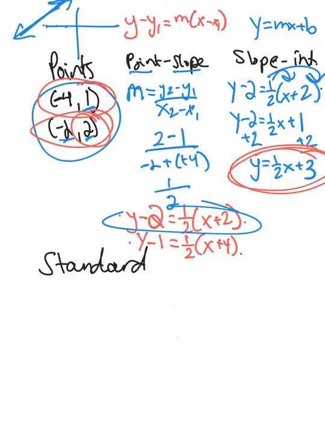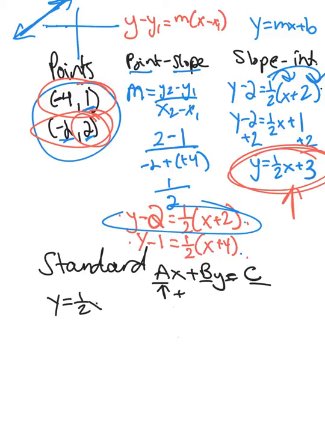So I've got slope-intercept, I've got two different options for point slope, and now I'm going to take my slope-intercept and I'm going to convert it into standard form. So remember, standard form is ax plus by equals c, where a, b, and c have to be integers, positive or negative whole numbers, but a has to be a positive number. Okay, so we're starting with our slope-intercept, y equals 1/2 x plus 3. We're going to subtract off 1/2 x from both sides, and we get negative 1/2 x plus y equals 3.